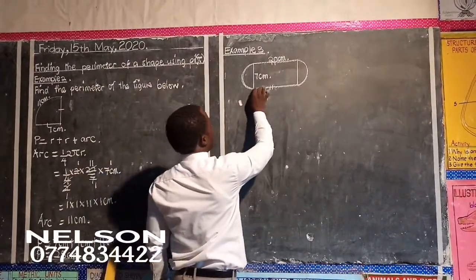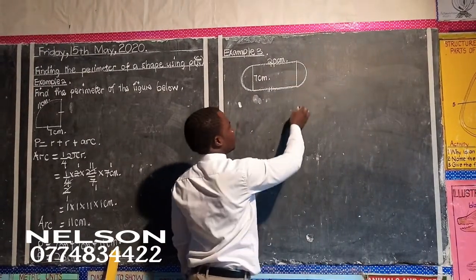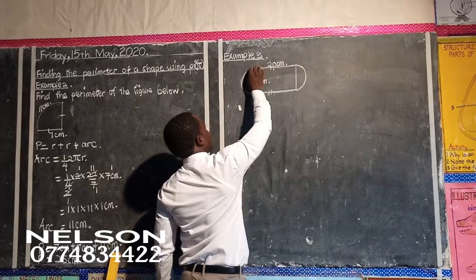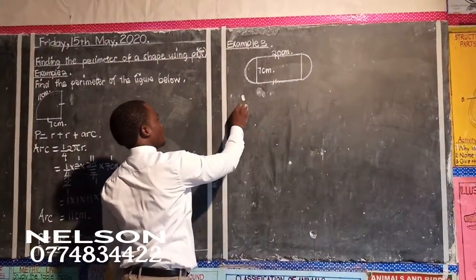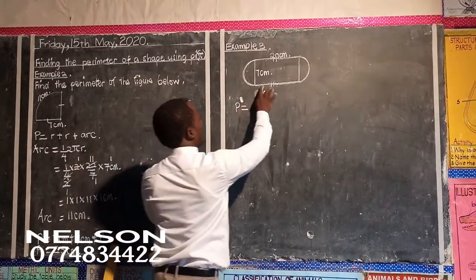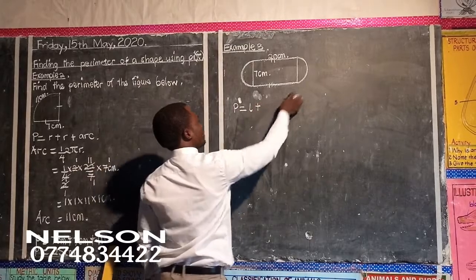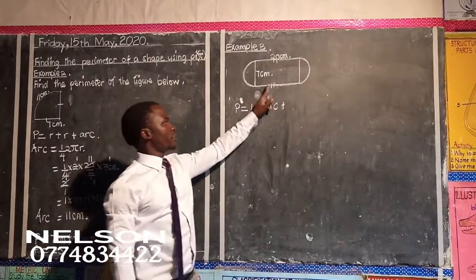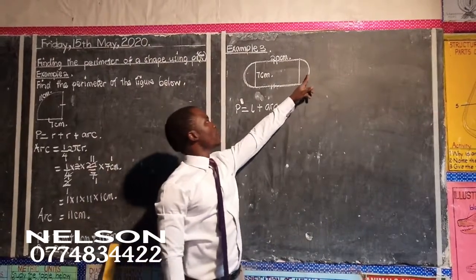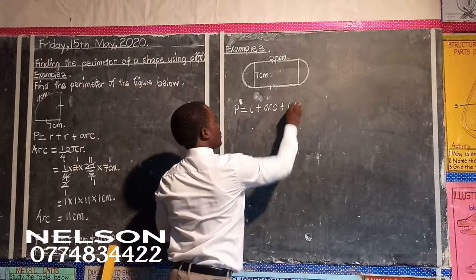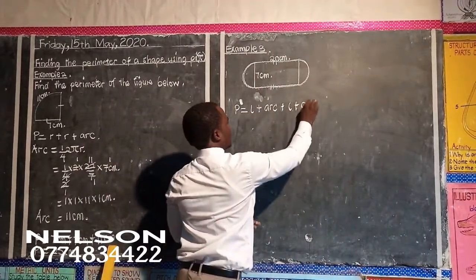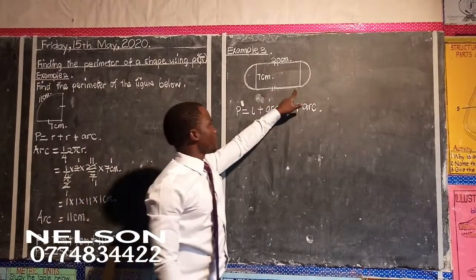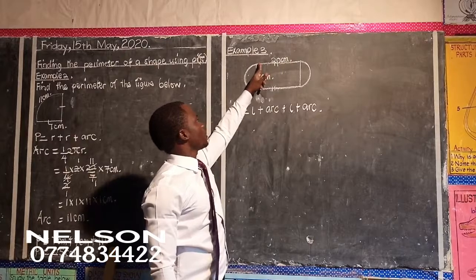With this one, we have the leg. This is the leg. We have the arc. We have the leg. We have the arc. So here we shall say our perimeter equals length plus this arc, plus the length, plus the arc. Perimeter of this figure equals length plus arc plus length plus arc.